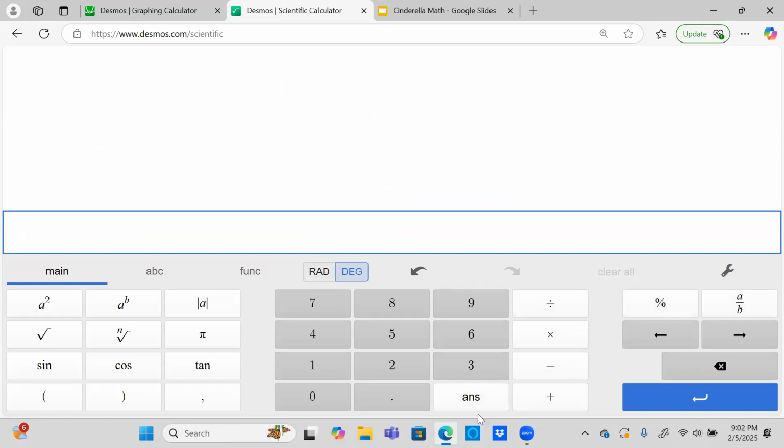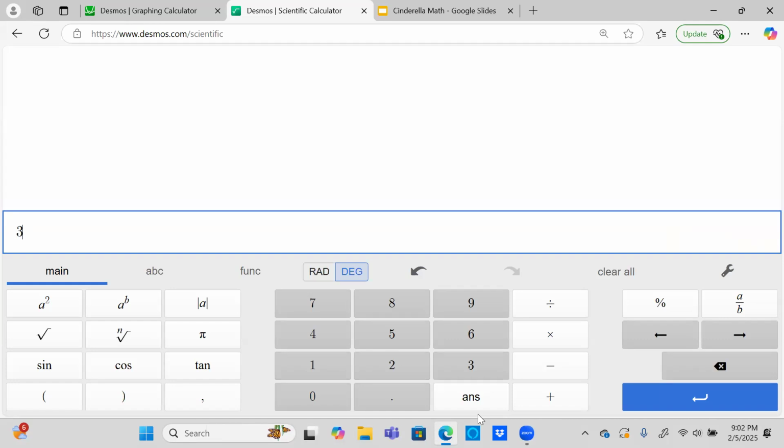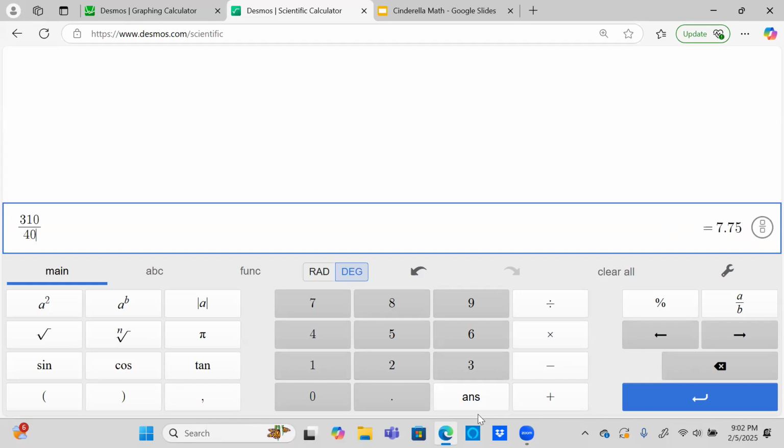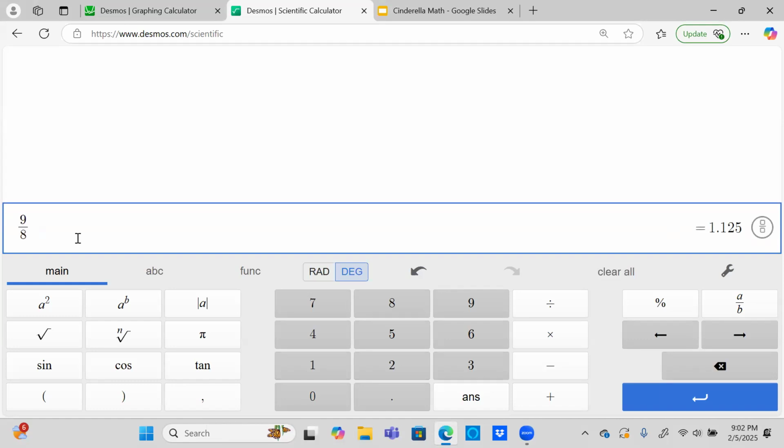I don't remember what I did before that. It's fine. I think I did 3/8 was our first example of that one. 3/8. Boom. There it is. You can put anything you want in here. 10/40. Boom. Or I guess I didn't hit 10, sorry. 310/40. Sorry, hit the wrong button, but that's okay. There you go. You can put anything in here at all. 9/8. Boom.